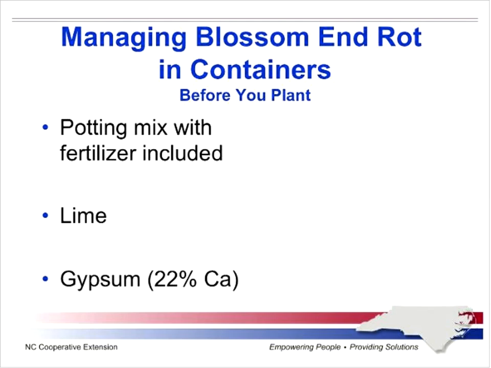Gypsum's another thing that one could use to deal with blossom end rot, and I sent a question to people in the Department of Soil Science last year about this, and Dr. Smith said that gypsum is about 20 times as soluble in water as calcium carbonate or lime, and so gypsum would be more likely to be available to the plant more quickly than lime would.